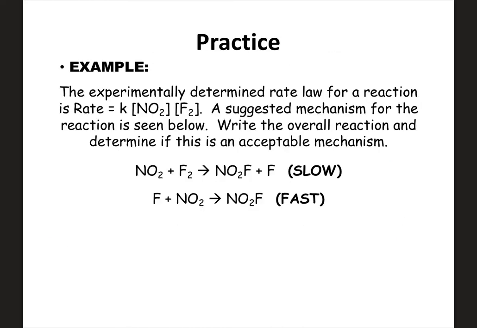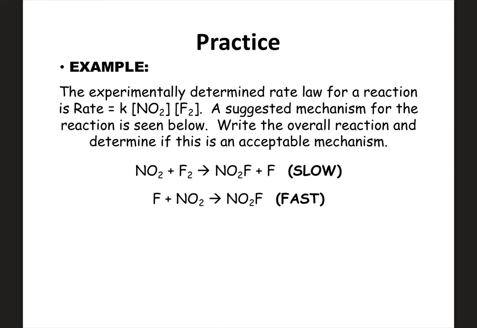Let's look at another example here. It says the experimentally determined rate law for a reaction is rate equals k times the concentration of NO2 times the concentration of F2. A suggested mechanism for the reaction is seen below, and we want to write the overall reaction and determine if this is an acceptable mechanism.